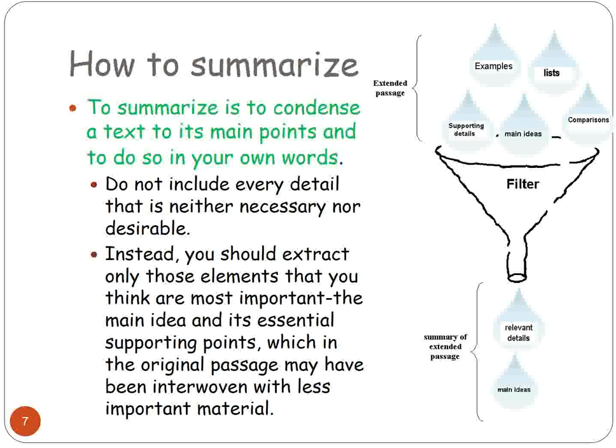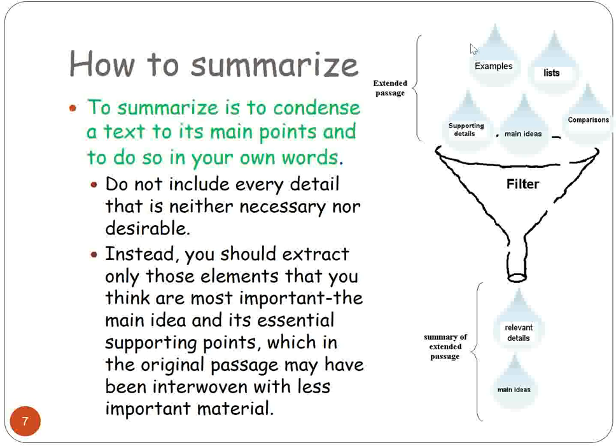Not all the examples are mentioned, okay. If there is a quoted text, do not copy the same, do not write it down. So when you're going to summarize, basically you have to condense the text to its main points and do so in your own words. So get the help of your own words. Do not write it the same way. Do not copy the text. Do not include every detail, that is neither necessary nor desirable.